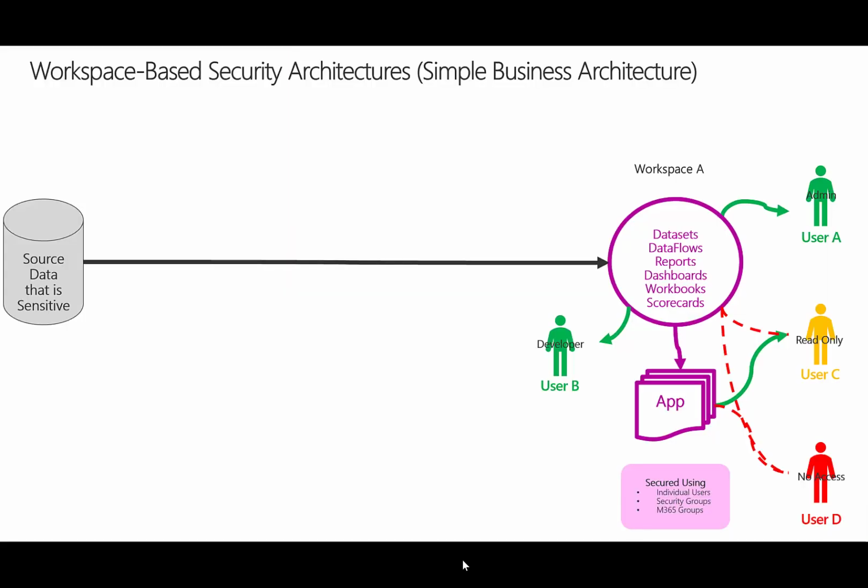So the first option, the simple business architecture, is just giving a workspace to a group of users. And then if they want to, they can create an app which is used for read-only purposes, which would be the yellow user there, user C. User A and B are green because they have access to Workspace A, and user D is red because they do not have access based on their Azure Active Directory identity. And in that workspace, they can have all of their datasets, dataflows, their reports, their dashboards, their Excel workbooks, and their Power BI goals scorecards.